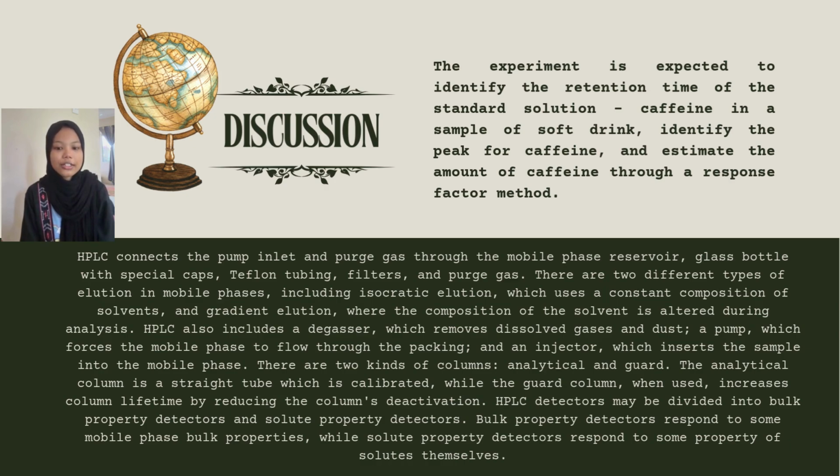HPLC also includes a degasser, which removes the gases and dust, a pump which forces the mobile phase to flow through the packing, and an injector which inserts the sample into the mobile phase. There are two kinds of column, analytical and guard. The analytical column is a straight tube which is calibrated, while the guard column, when used, increases column lifetime by reducing the column deactivation. HPLC detectors may be divided into bulk property detectors and solute property detectors. Bulk property detectors respond to some mobile phase bulk properties, while solute property detectors respond to some property of the solutes themselves.